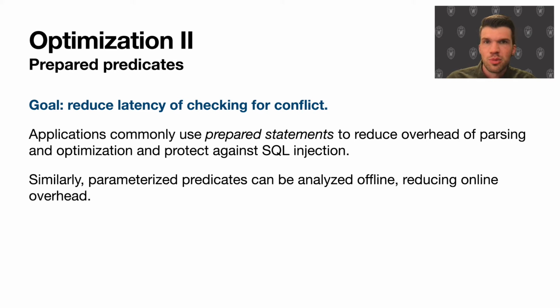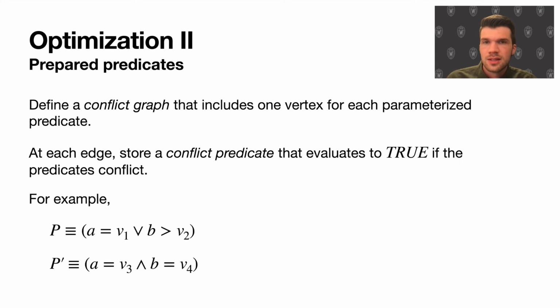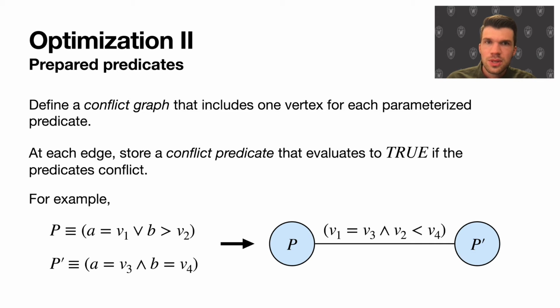Our second optimization, prepared predicates, reduces the latency of checking for conflict. Applications commonly use prepared statements to reduce overhead of parsing and optimization and to protect against SQL injection. In a similar way, parameterized predicates can be analyzed offline, reducing online overhead. To this end, we define a conflict graph that includes one vertex for each parameterized predicate. At each edge, we store a conflict predicate that evaluates to true if the predicates conflict. These example predicates conflict only if V1 equals V3 and V2 is less than V4. To solve satisfiability online, we only need to look at the edges of the given predicate vertex and plug in the arguments provided at runtime.